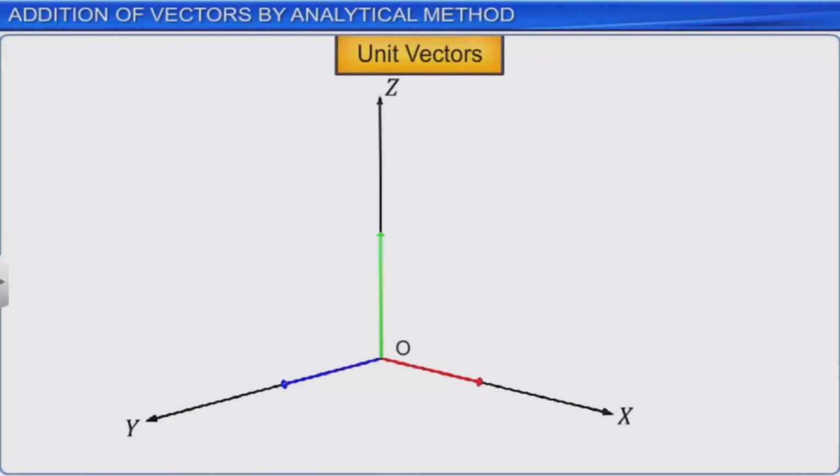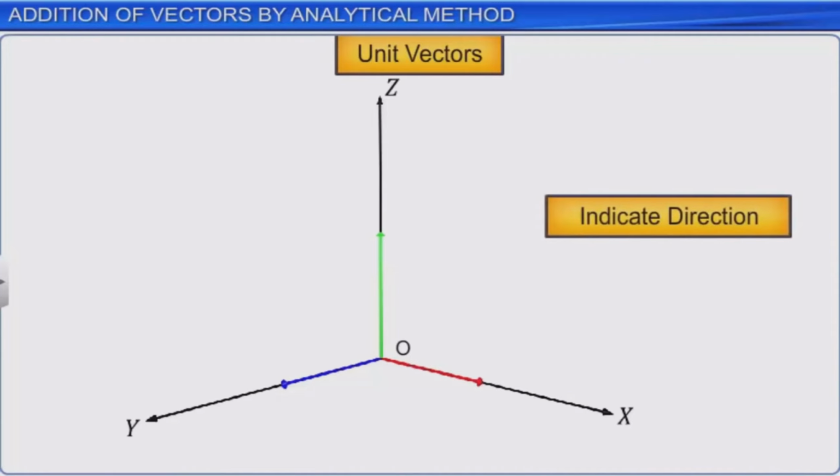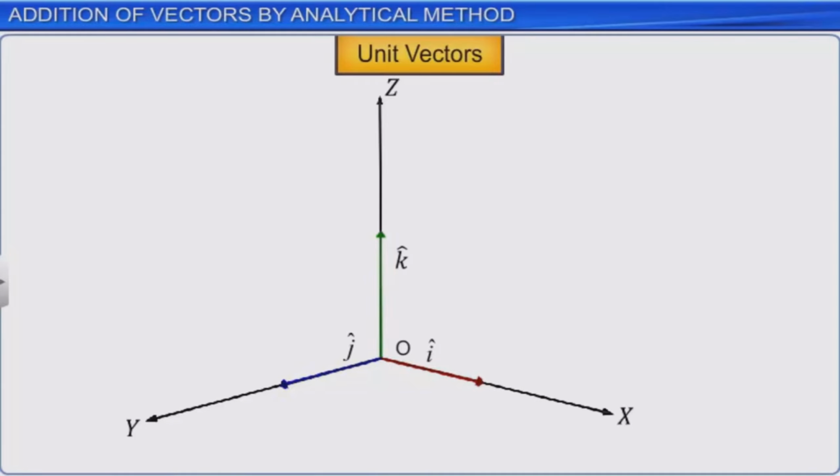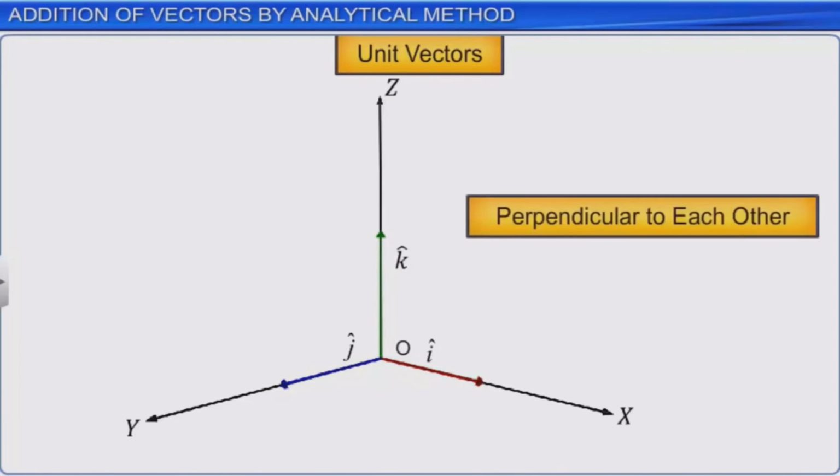Unit vectors along the direction of the x, y, and z axis of the rectangular coordinate system are denoted by i cap, j cap, and k cap respectively. These three unit vectors are perpendicular to each other, as the three rectangular coordinate axes are perpendicular to each other.